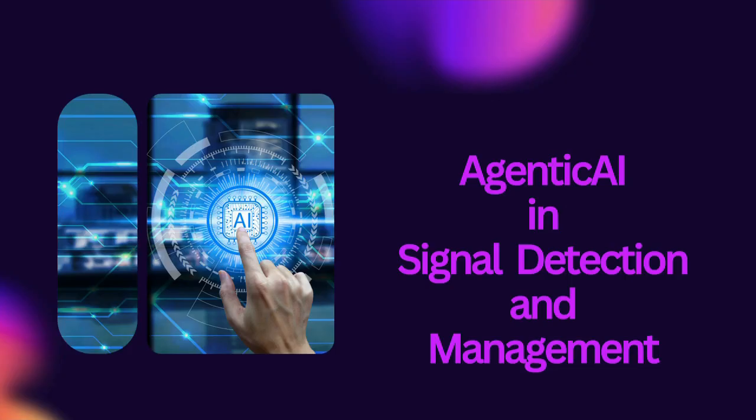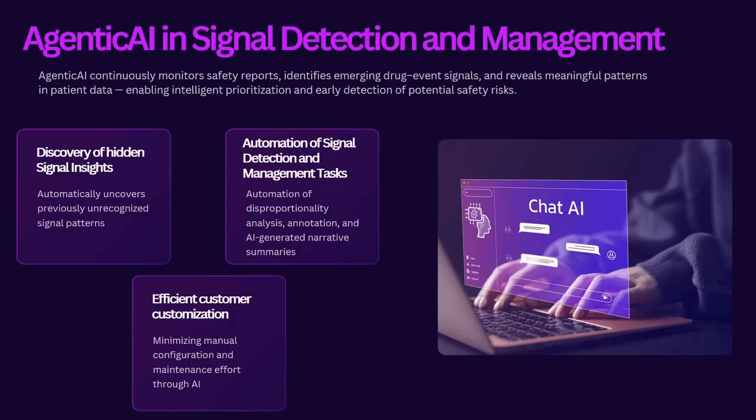Welcome everyone. In today's session, we'll explore the latest evolution of pharmacovigilance, that is, Agentic AI. Agentic AI represents the next stage in signal detection and management. It is self-directed, that is, it detects input data and acts autonomously. The key benefits of using Agentic AI in signal management are increased efficacy by discovery of hidden signal insights, automation of disproportionality analysis, annotation, and AI-generated narrative summaries, and minimizing manual configurations.